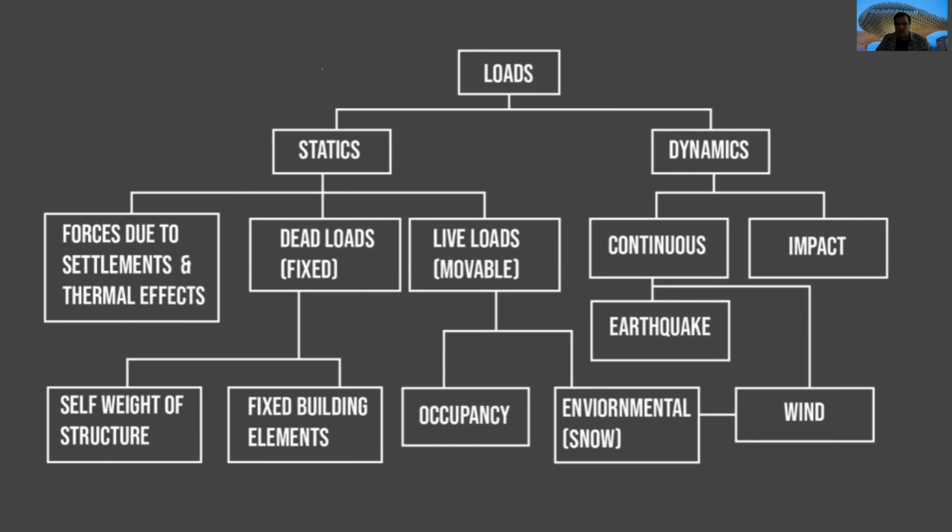Dynamic loads can be continuous, like earthquakes, for example, or winds, and impact, like, for example, an object or a car that impacts a structure. Finally, we have some environmental loads like snow that in some way is dynamic because it's natural, but also is static because it changes in dimension little by little, not so fast like an earthquake or an impact load.